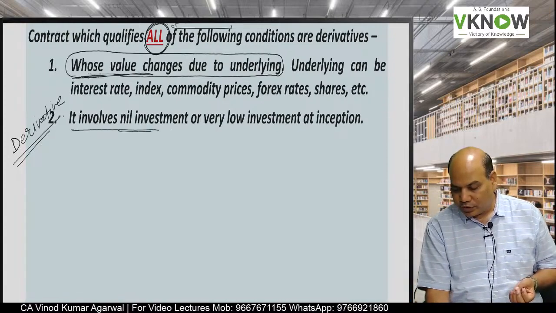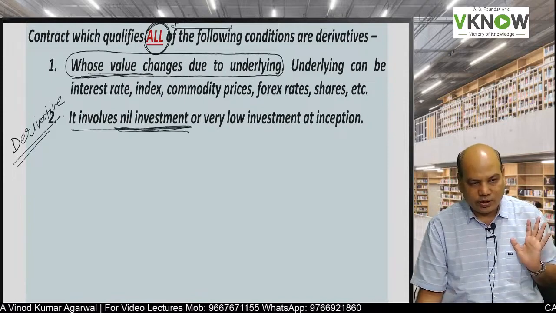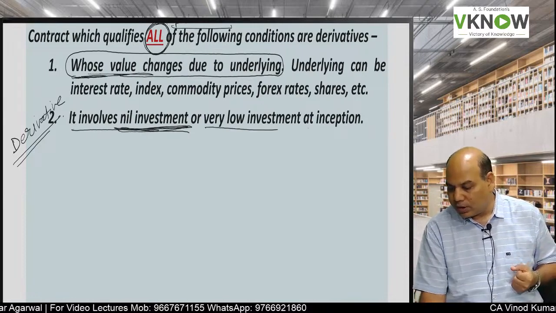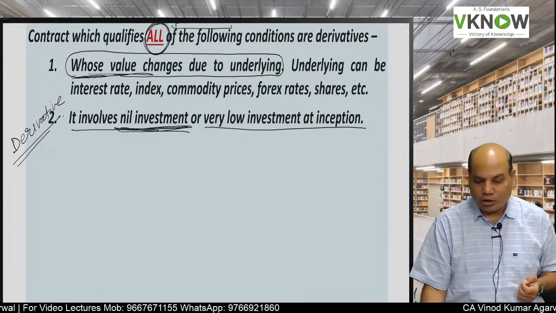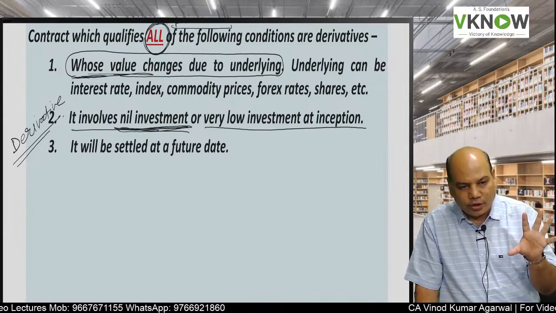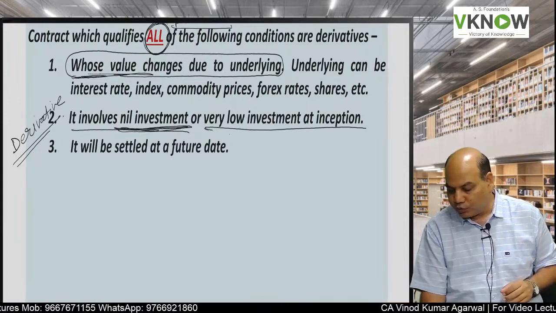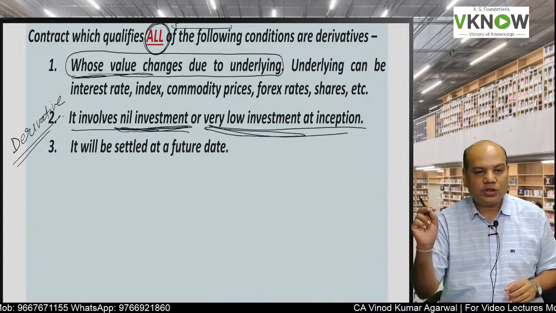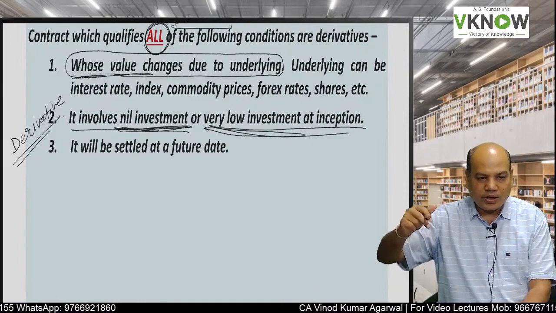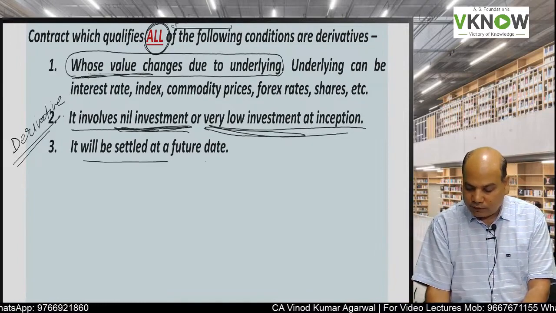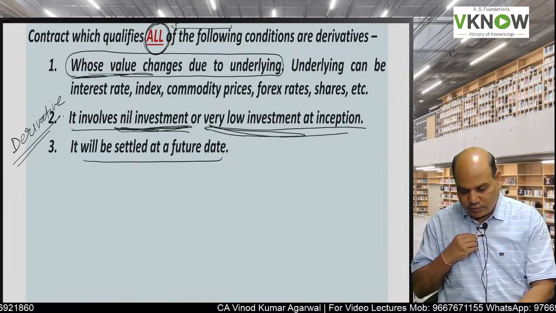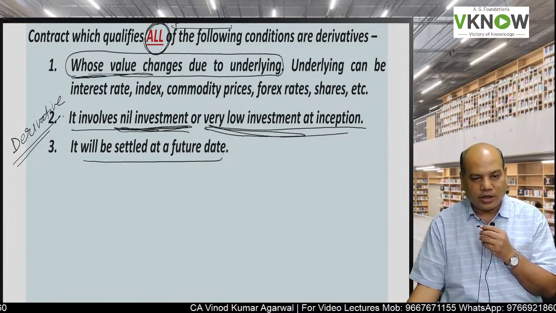Second condition is it requires no investment. For example, a forward contract may not require any investment, or may require a very low investment, like an option contract. You have to pay a premium amount which may be some percentage of the total value, or in a future contract you may have to deposit some margin money. As compared to the value of the contract, the amount to be paid is very low. And the third feature of a derivative is that it will be settled at a future date.